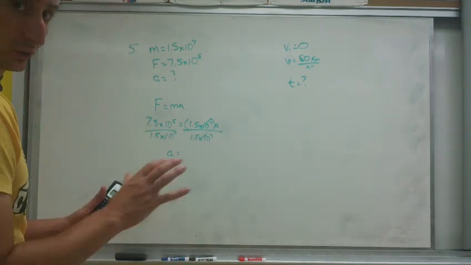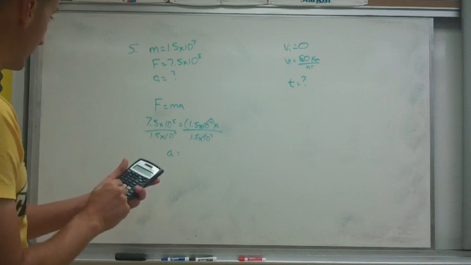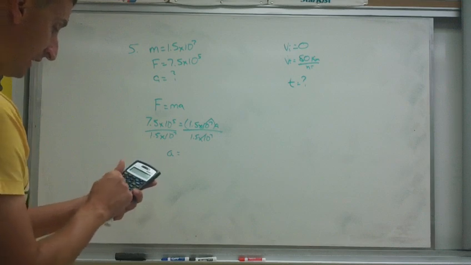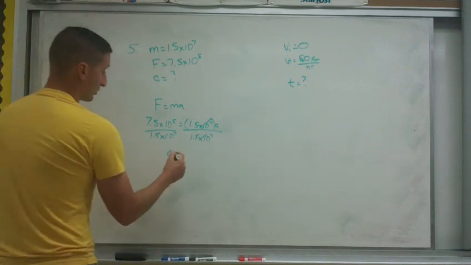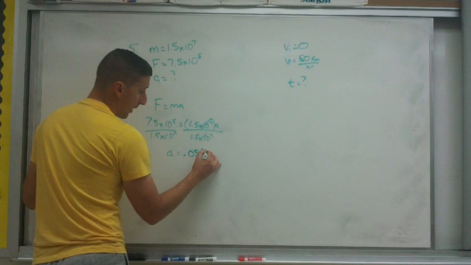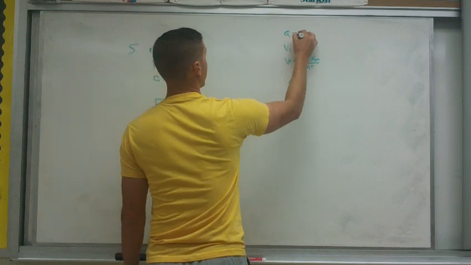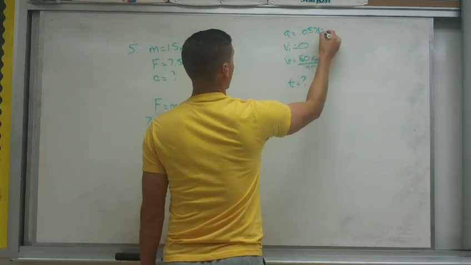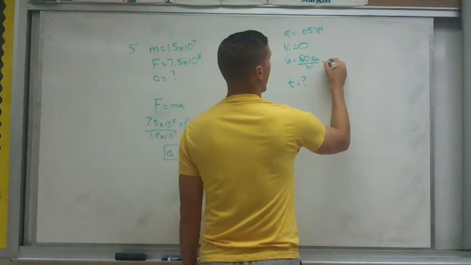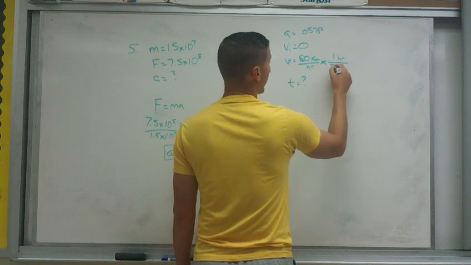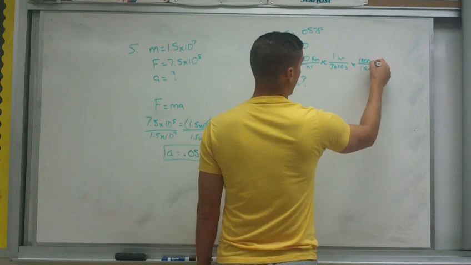I do it in my calculator, so a little refresher. 7.5 second EE 5 divided by 1.5 second EE 7. And I get 0.05. So this train accelerates at 0.05 meters per second squared. Alright, so I now know A here. What you should notice is this is not in base units, so I need to convert. I'll convert very quickly. 1 hour, 3,600 seconds times 1 kilometer, 1,000 meters.